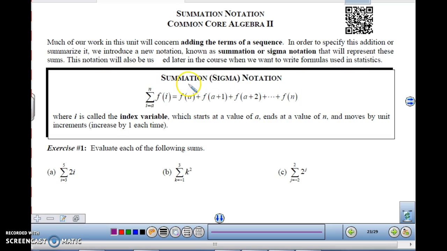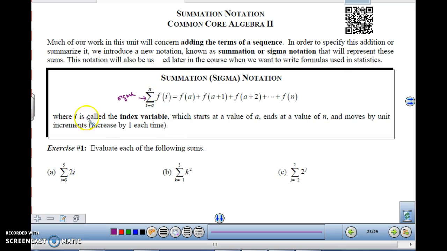Okay, now it's called summation or sigma notation because this is the Greek letter sigma, and it indicates that you're adding things together. Now, what do you add together? Well, you notice this is sigma, i equals a to n, of f of i.